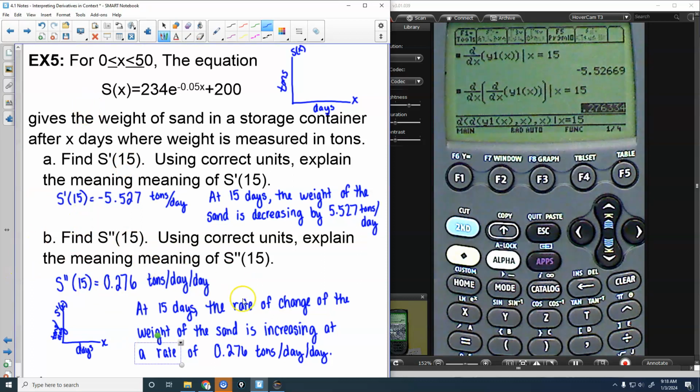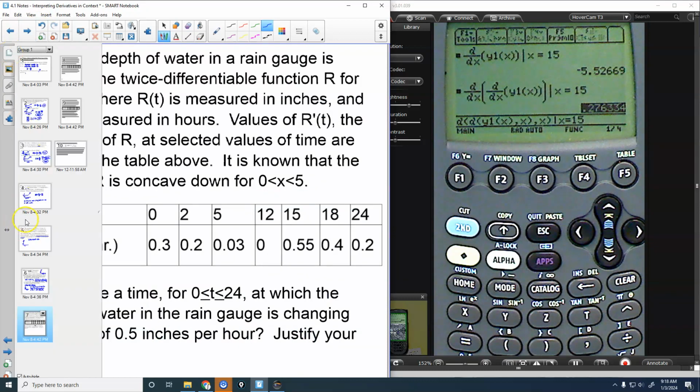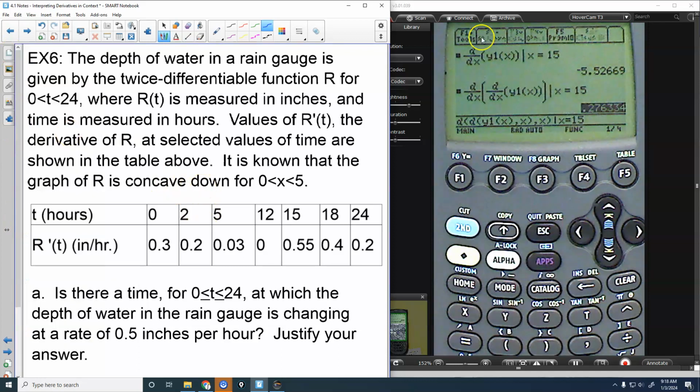So to me, that second derivative is a little confusing to think about sometimes. But if you think of it as rate of the rate, if you say rate twice in your explanation, that's usually a good thing to do. All right.